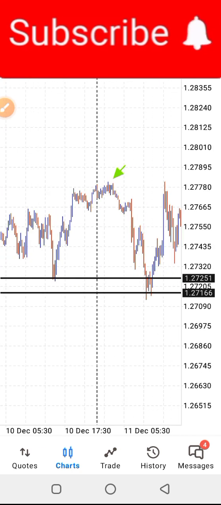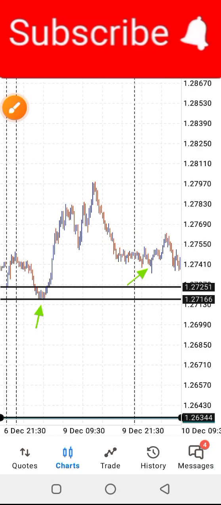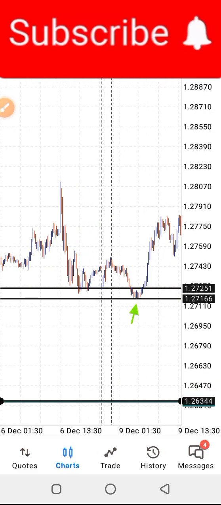Imagine how big this move is from this point. Remember, this is a 15-minute time frame, from this point all the way up to this point. So this is a very big move, and it gave you little to no drawdown. So that's the first example. I can even go back and give you more examples.